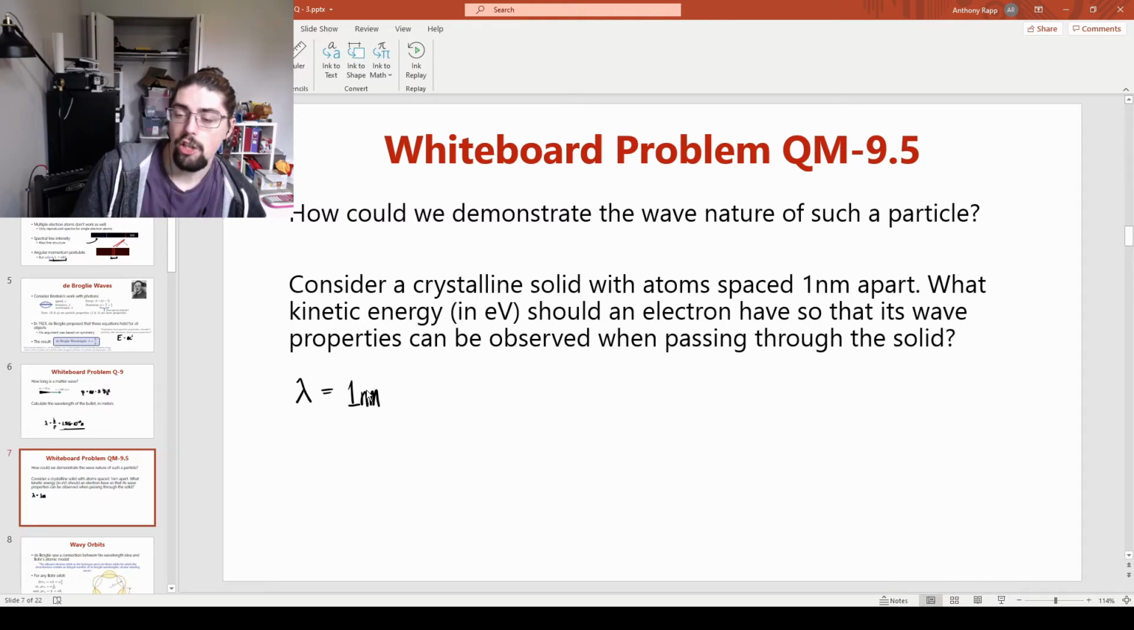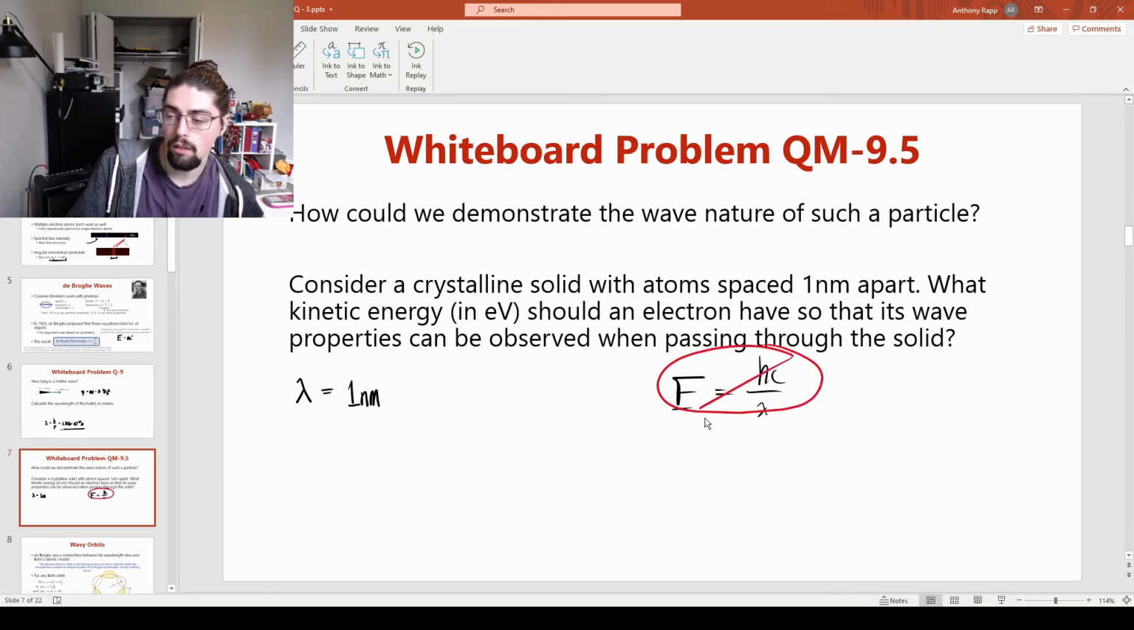What kinetic energy should we have to make it match this? So here's what I've got to do. Again, let me do this. hc over lambda. This does not work. And somebody reminded me, why did I say this does not work?